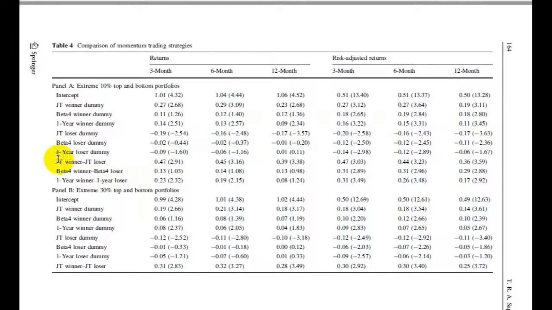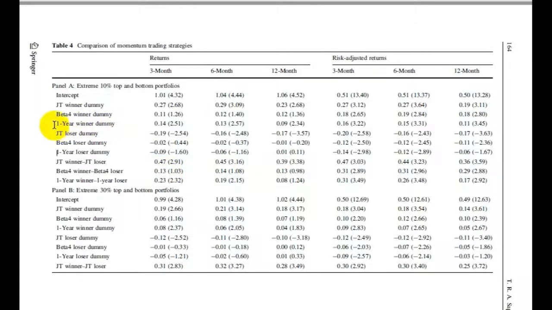And also the JT winners minus losers is a significant amount here with a significant T statistic. However, the momentum factor loading strategy does not result in significant returns. As we see, the T statistics are well below 2. The loser portfolio is also not significant, so the difference between the two is not significant.